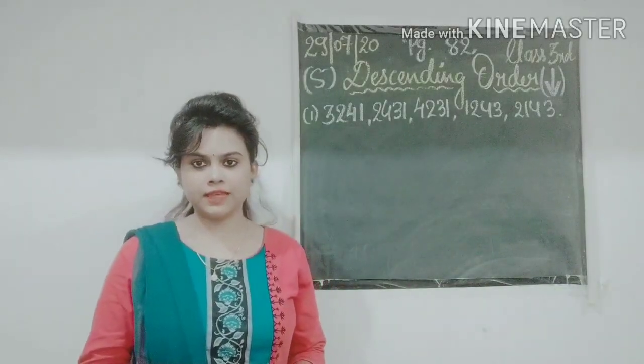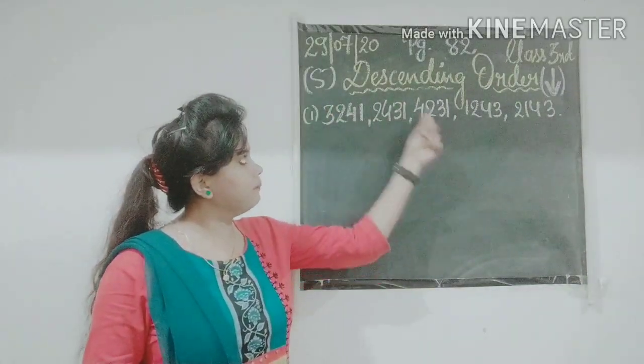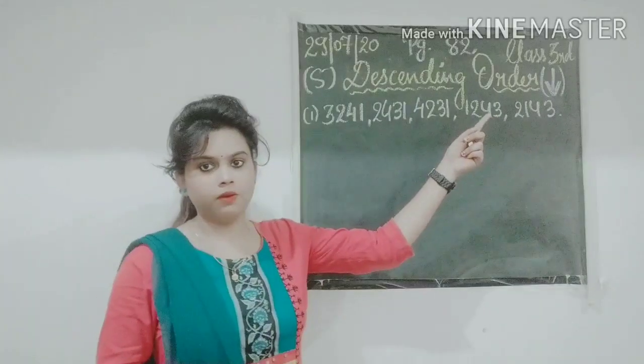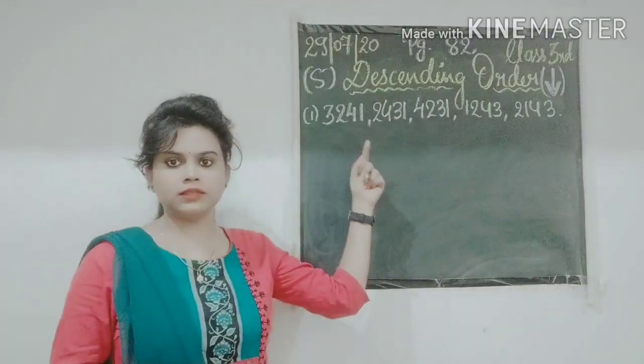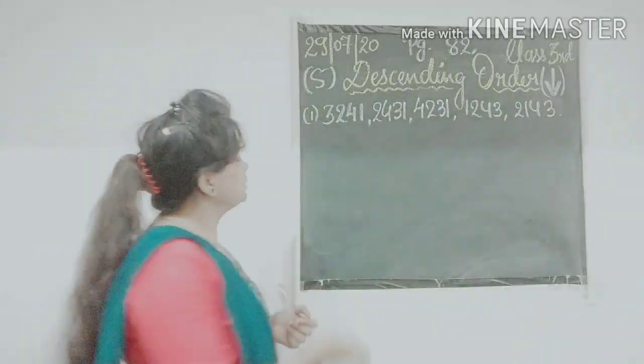Now coming to the exercise question. This is question number 5. Arrange the following numbers in descending order. Okay. This is your first question. Rest 2 questions you will solve by yourself. I am doing the first one. Okay. See.